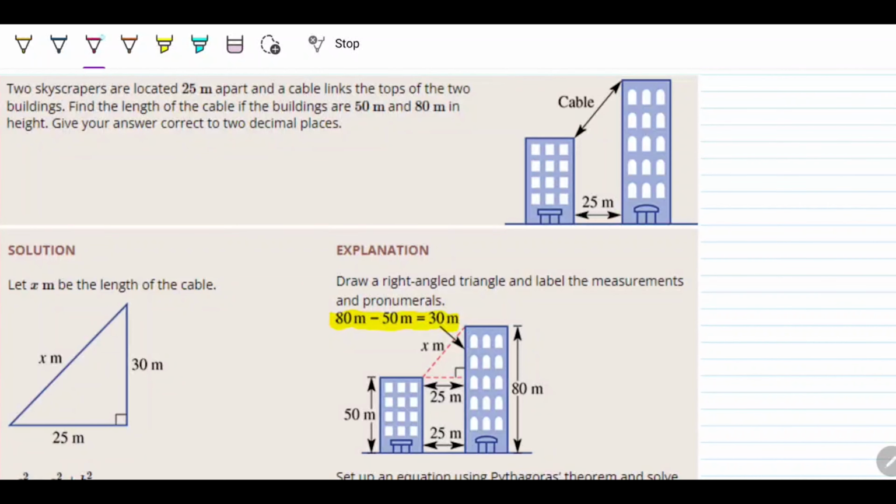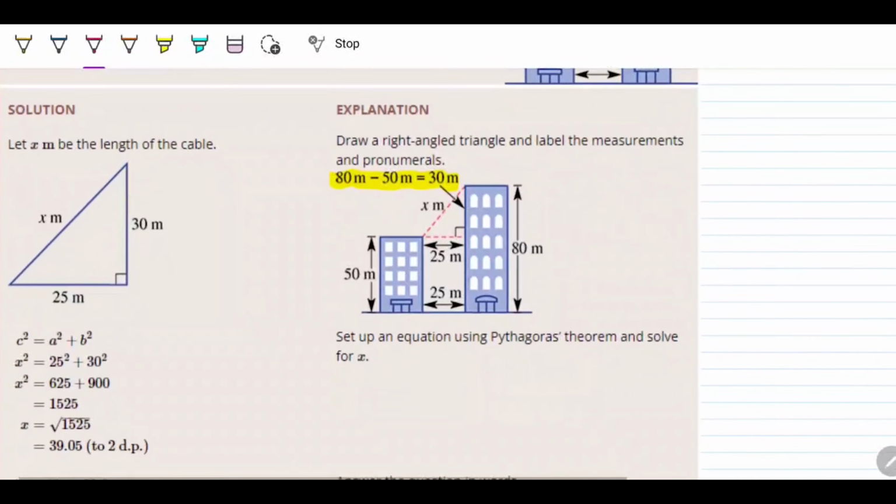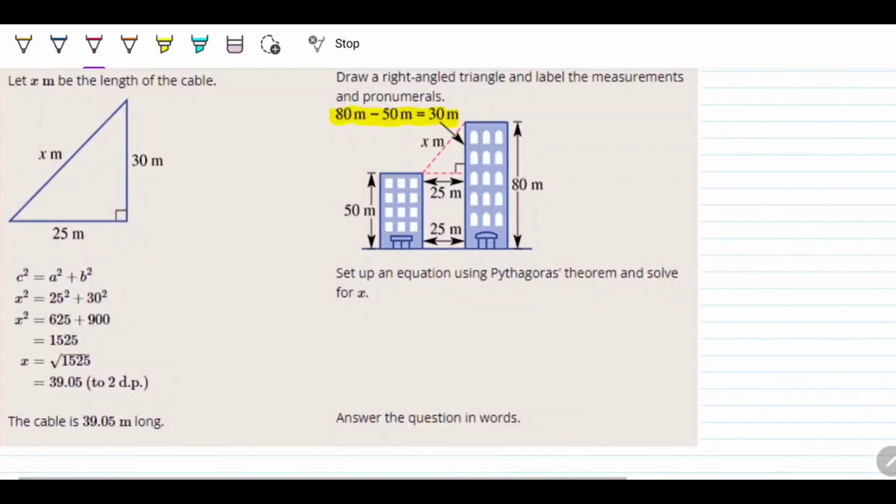So we're going to represent that diagram on the left side here. Let X meters be the length of the cable, and we are going to label this as 25 and this as 30. So applying Pythagoras' theorem, you should be quite familiar with this now: C squared equals A squared plus B squared. C squared, we're going to change to X squared. A squared is going to be 25 squared. B squared is going to be 30 squared.